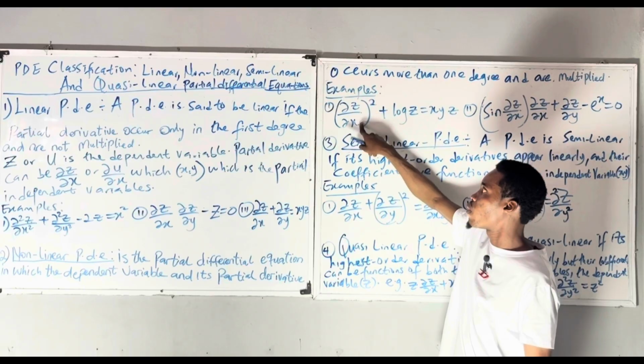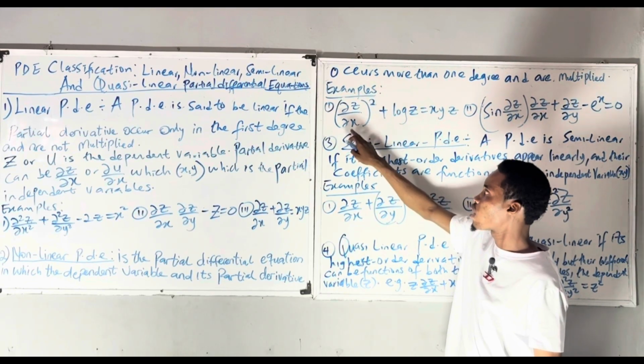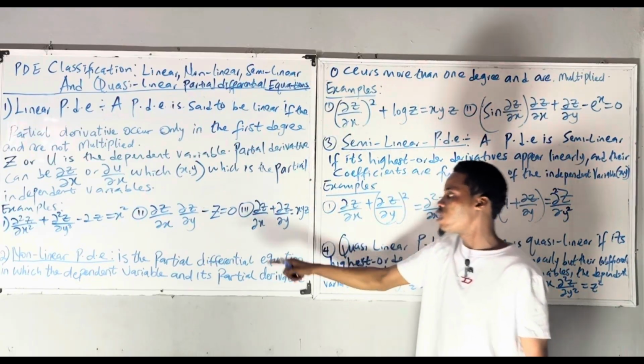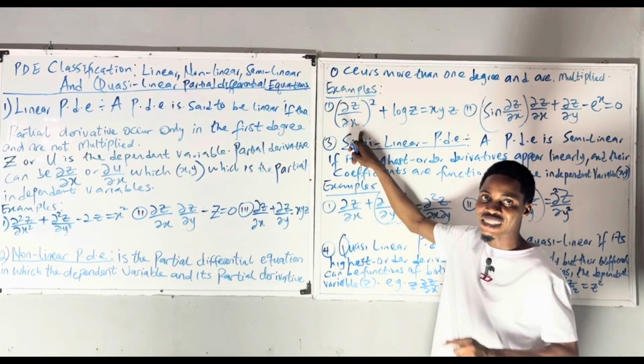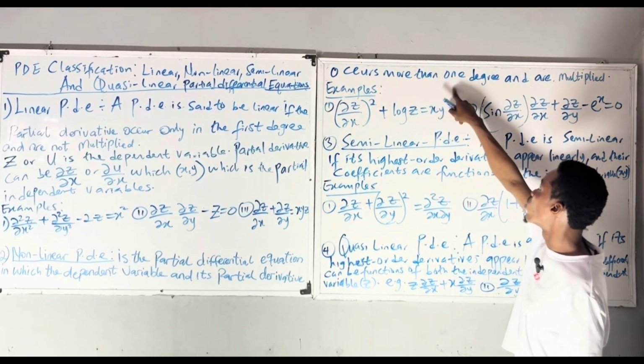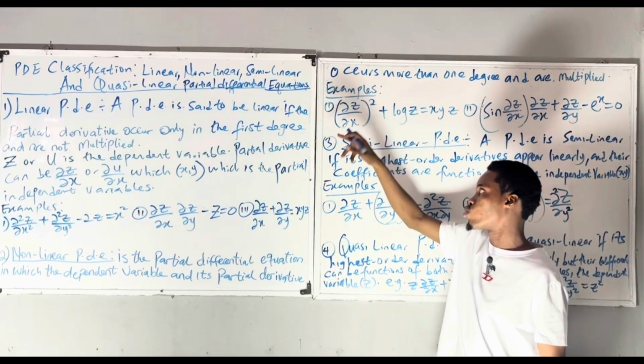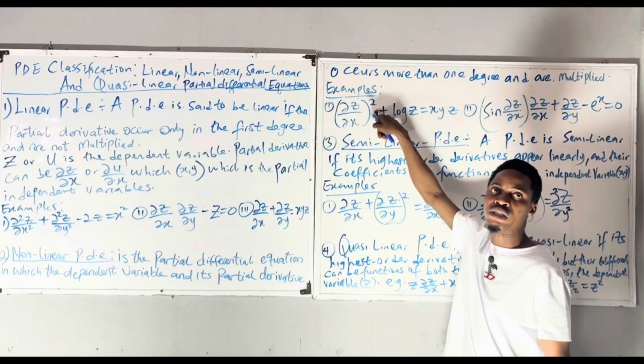Why? Because the power is not 1. Suppose our power here is 1, or we don't have anything here, we call it a linear PDE. But non-linear means the power, that is the degree, must be more than 1, that is 2 upward. You can see that the degree is 2.